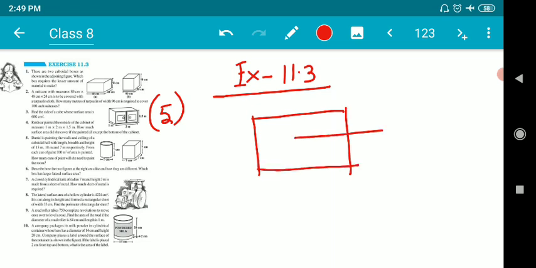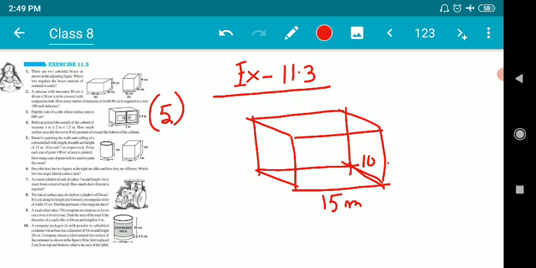So let me draw a cuboid first, which is the shape of a rectangular box, in which the measures are given. The length is 15 meter. This is a 15 meter length. Breadth is 10 meter, and the height of this room is 7 meter. Okay, all right. Now, from each can of paint, 100 meter square of area is painted. How many cans of paint will she need to paint the room?